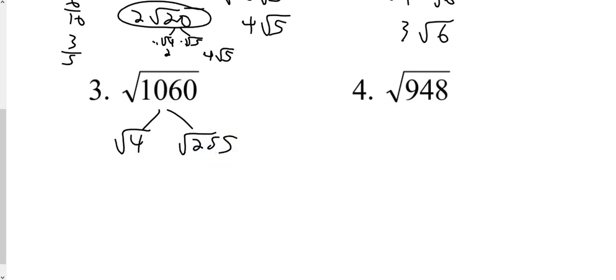Okay? 255 will not break down. We just confirmed that by going backwards through numbers. So our answer here is this: 2 times square root of 255. Okay, 948.